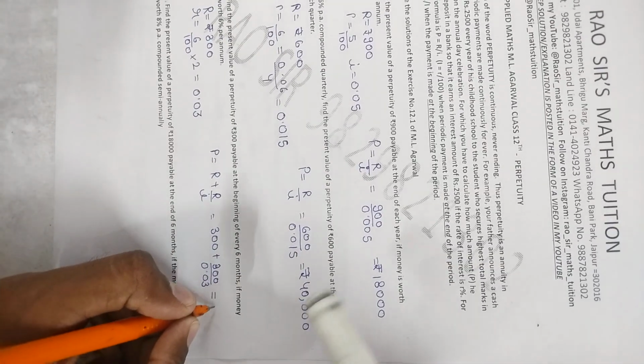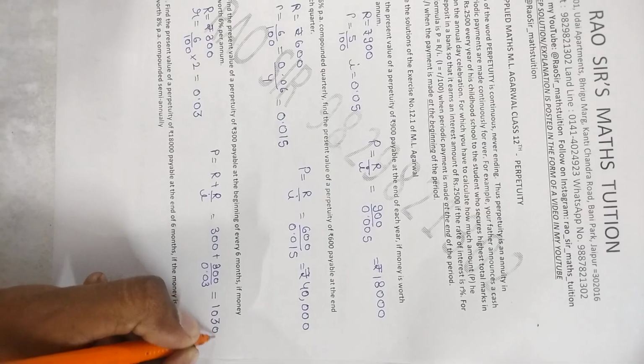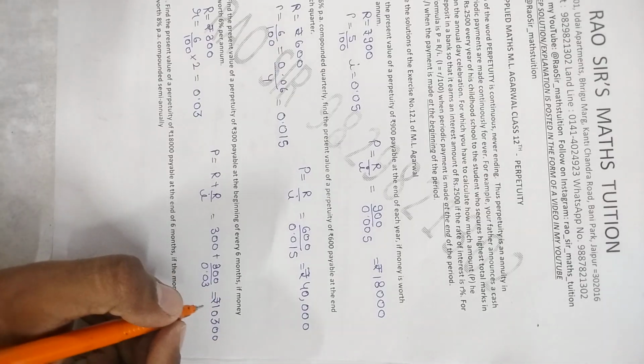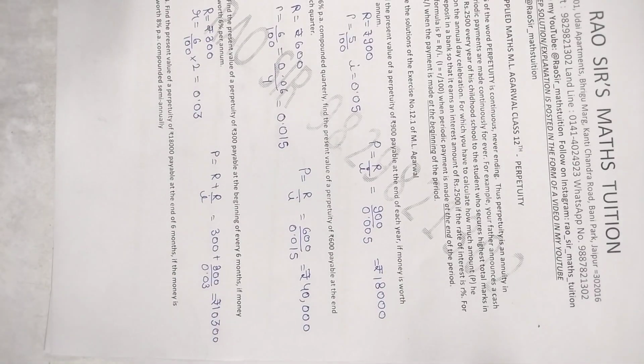Here, because it is at the beginning, we are using the formula R plus R by I, that is 10,300.